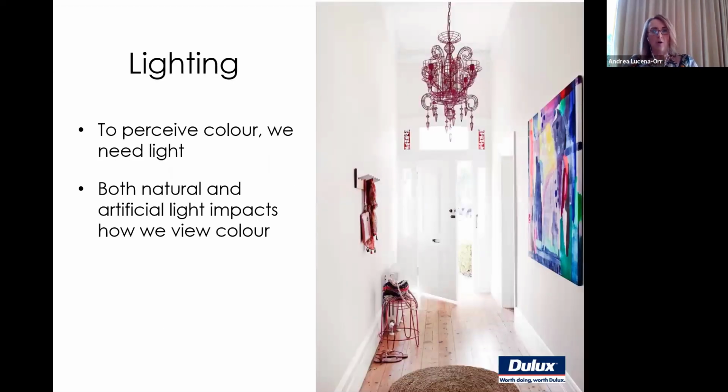So lighting, obviously to perceive colour, we have to have light. There's no two ways about it. So both natural and artificial light hugely impact how we view colour. And I mentioned before that the lux levels on the exterior can be up to 10,000. So this is a massive variation on how we actually view, and importantly, how our clients view colour. And I think that is a really important thing because not all of us view colour in the same way.